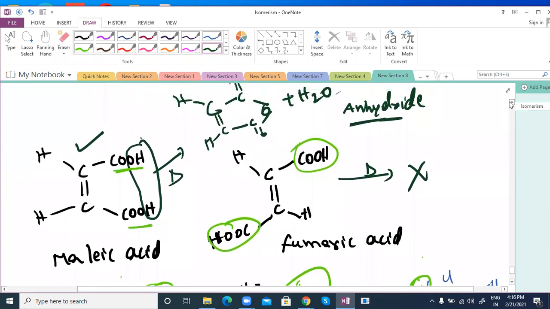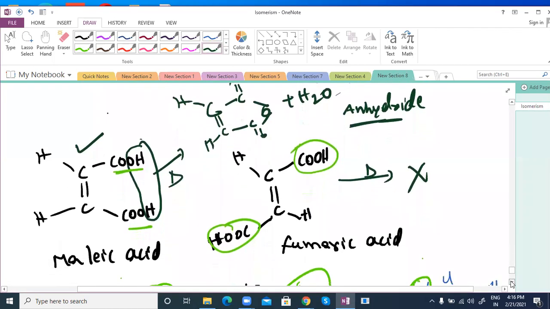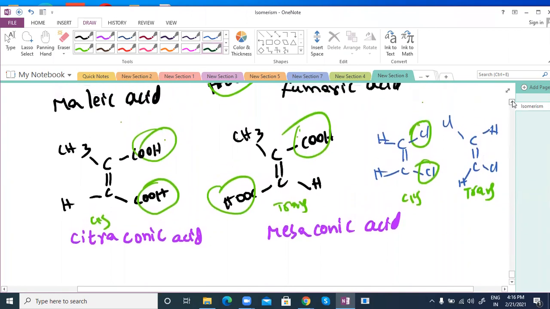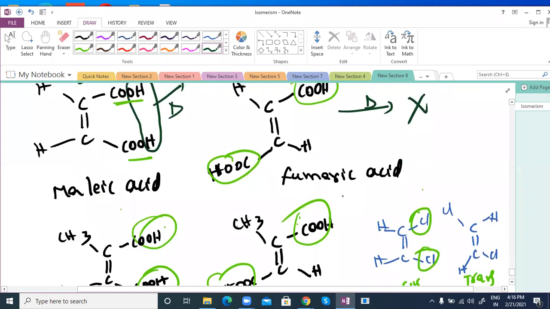Yeah, sir. You noted down this point? Yeah, sir. That point you can note down. So cis and trans, how to distinguish, even with respect to anhydride you can see that. With respect to acids, whenever acids, you can check that point. And you can say dipole moment also here. You can apply the same thing for fumaric acid and maleic acid also.